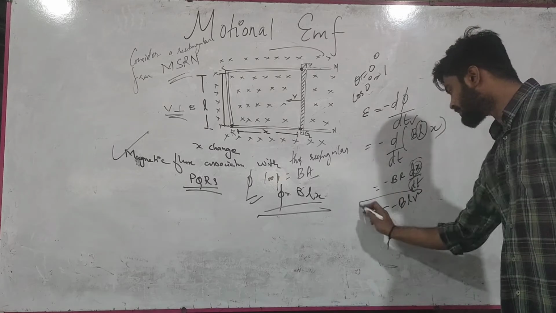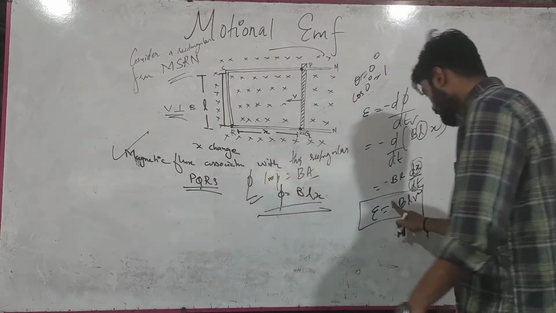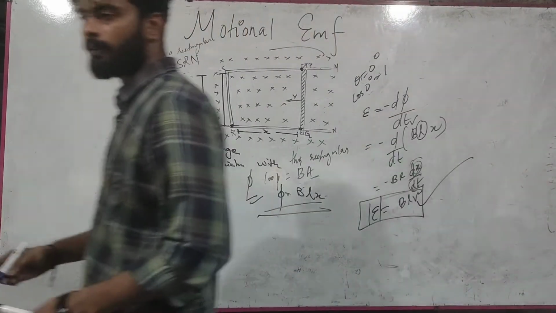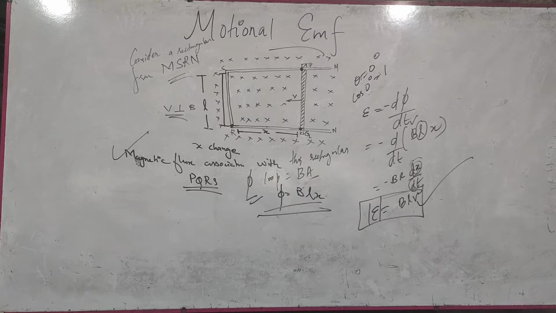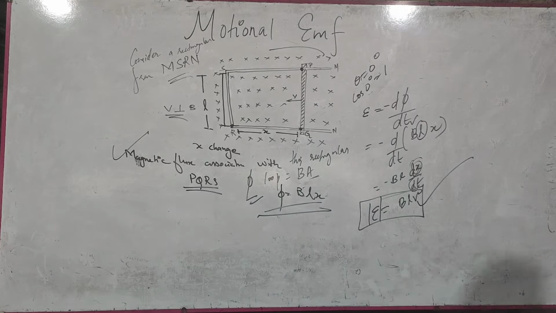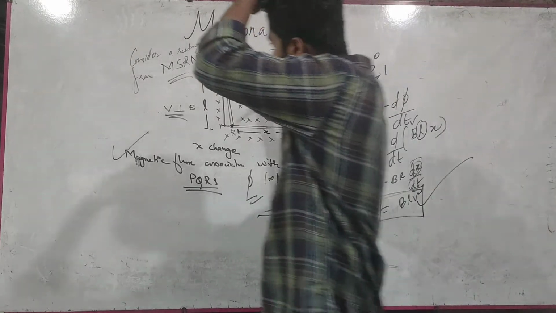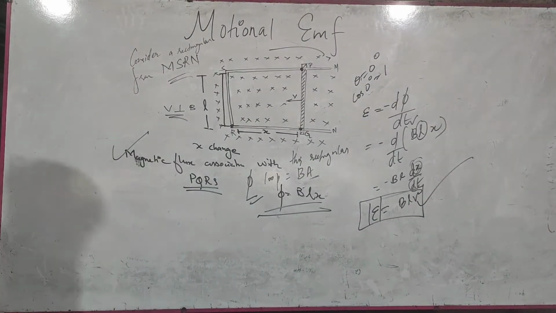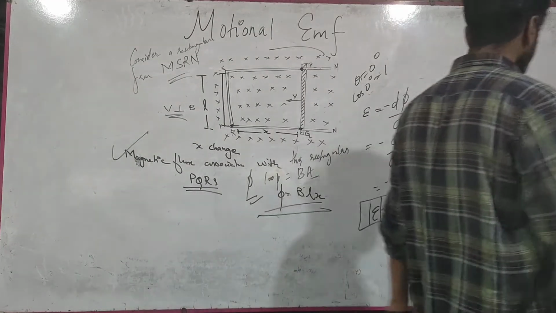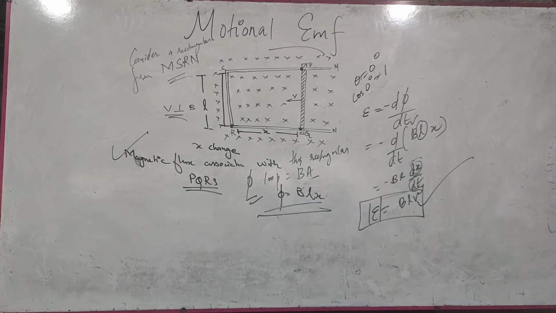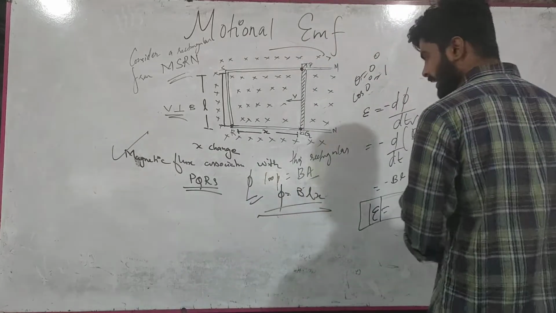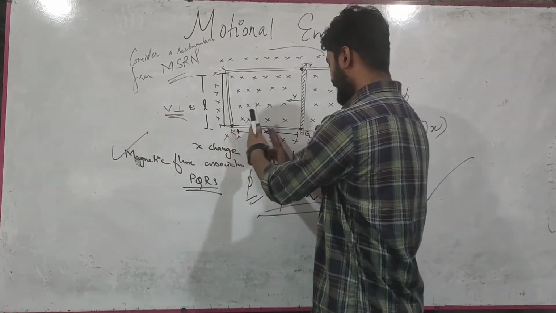So the induced EMF is minus BLV, or if you take the magnitude of the EMF, it will come out to be BLV. So this is the motional EMF which is produced in this conductor PQ, which is BLV. So you have considered a rectangular frame MSRN, and you have a perpendicular magnetic field. And then if the conductor PQ is moving with constant velocity v towards the left, here what happens is that as x changes, what will happen?